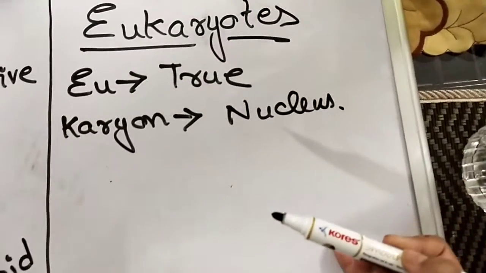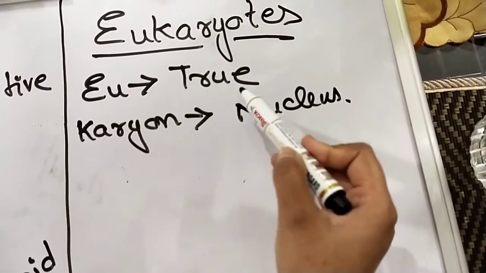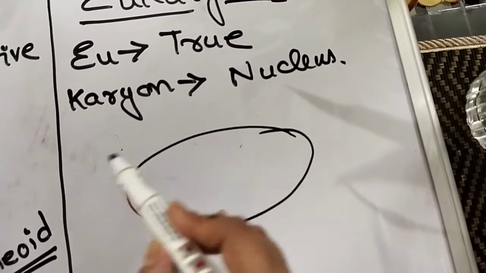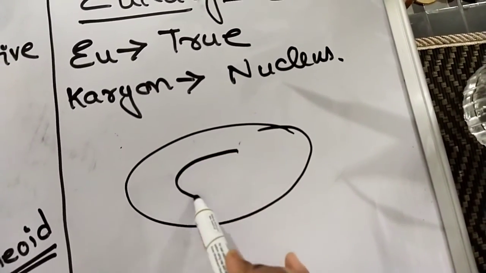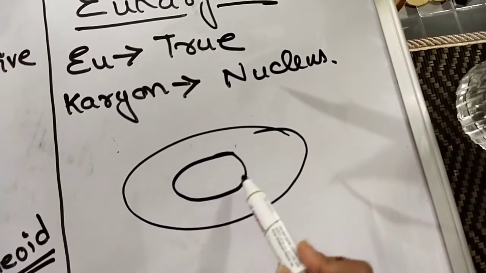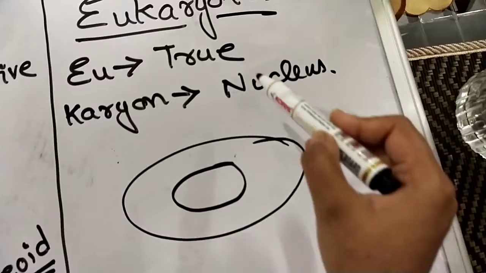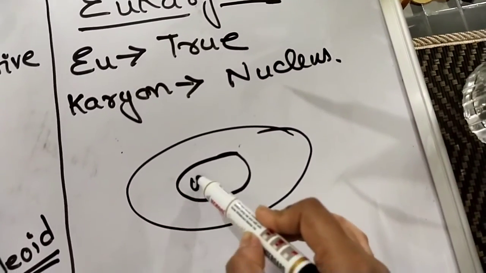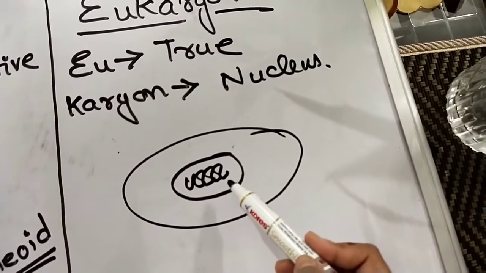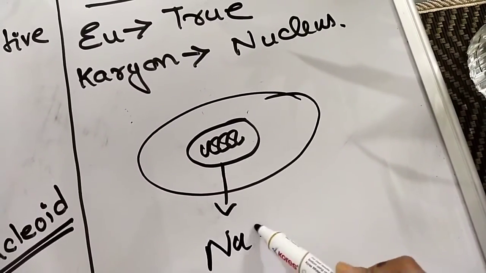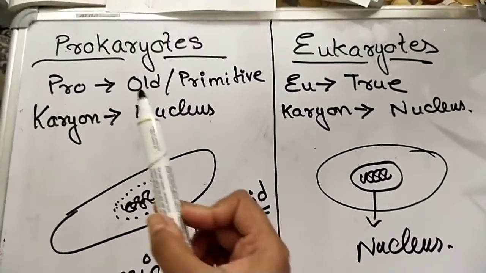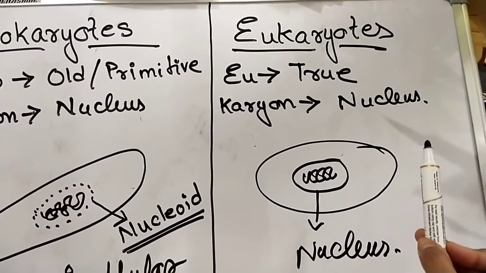Now come to eukaryote. So now here we are writing true. Why true? Because in this kind of organism, the cell will have a proper nuclear membrane. So the nucleus is properly defined. Therefore, we call it a true nucleus, where inside it there will be nucleoplasm and genetic material. So this we will call the nucleus. And the other one, nucleoid. This is prokaryote and this is eukaryote.